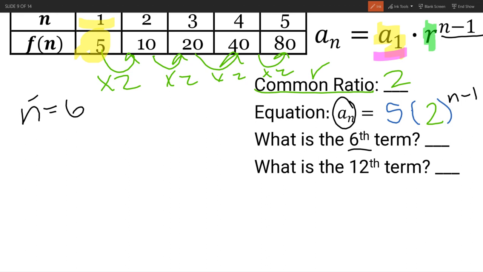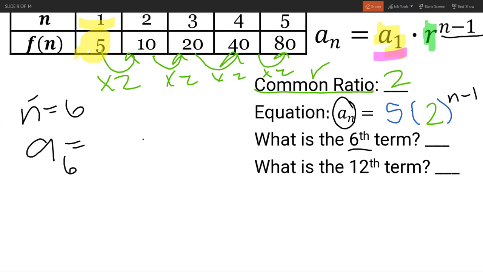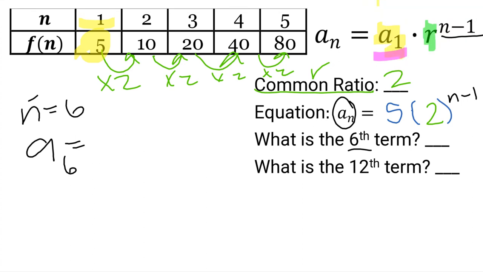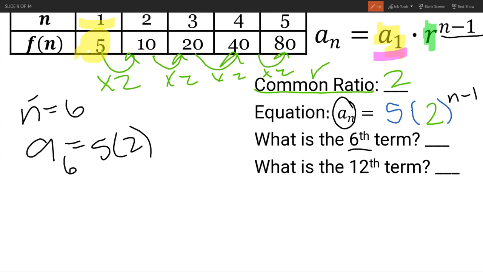So we are going to rewrite our formula for any term and say instead of any term, we're going to find our sixth term, which is equal to a sub 1 times, and let me rewrite it the other way. Honestly, if you put the parentheses around it, it won't hurt you. 5 times 2 to the n minus 1. So now it becomes 5 times 2 to the fifth.